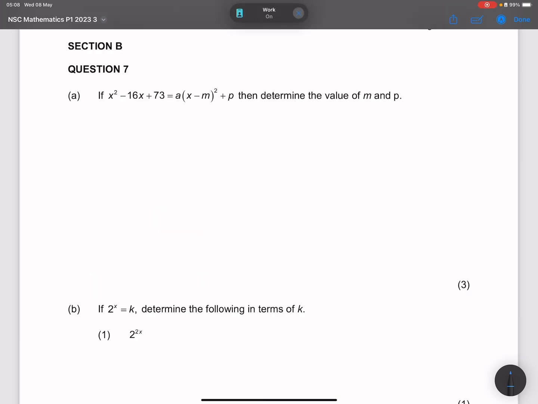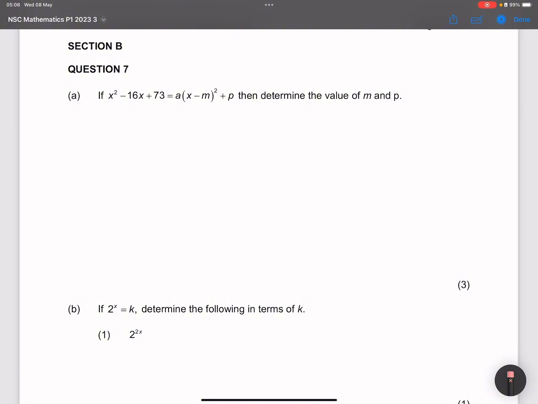And now we start with section B of this question paper. Question 7 says, if x squared minus 16x plus 73 is equal to a into x minus m, all squared, plus p, determine the values of m and p. What that means is that we're going to represent the left side in this form, and it needs us to complete the square.